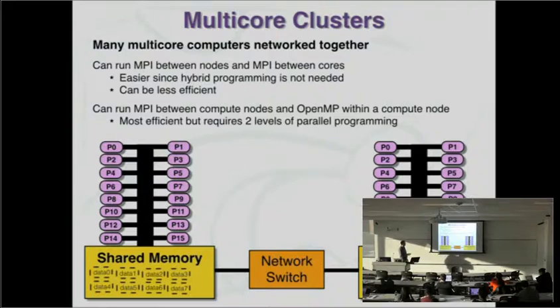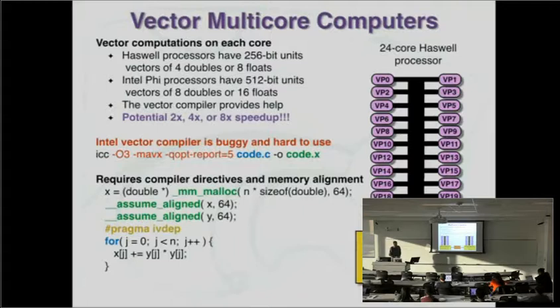If you want, though, you can do MPI between compute nodes and OpenMP within a compute node. This is the most efficient. It's called hybrid computing because you're doing 2 levels of parallelism, so more work, but that's probably the optimal for efficiency. One more layer of complexity. I know things are getting more complicated, but we're actually getting close to what Beocat actually is.